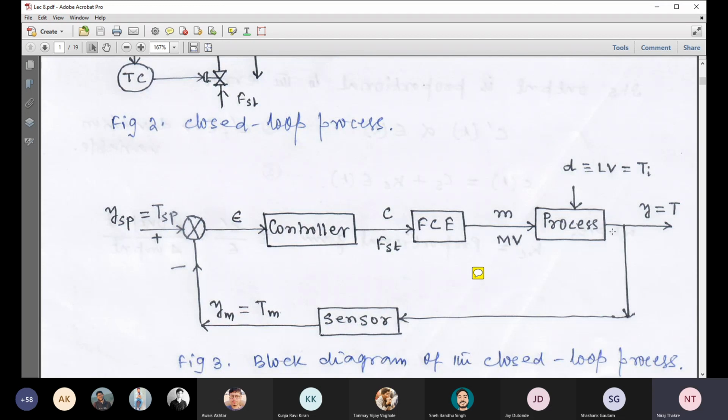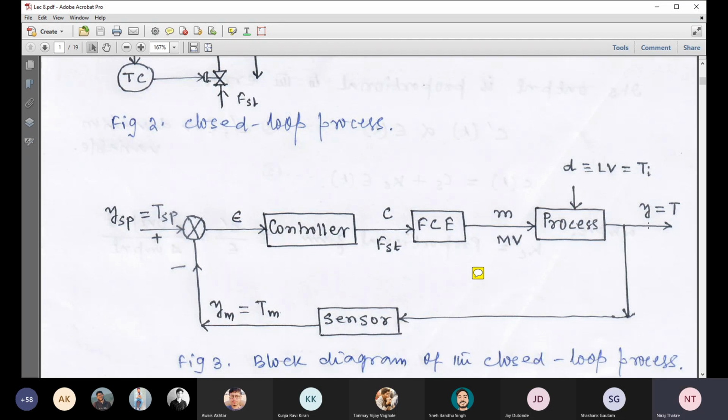First you draw this process. So this process has two inputs. You know inputs are input variables, that is two types. One is disturbance variable, another one is manipulated variable. So in the next step you include these two inputs. One is Ti, another one is M.